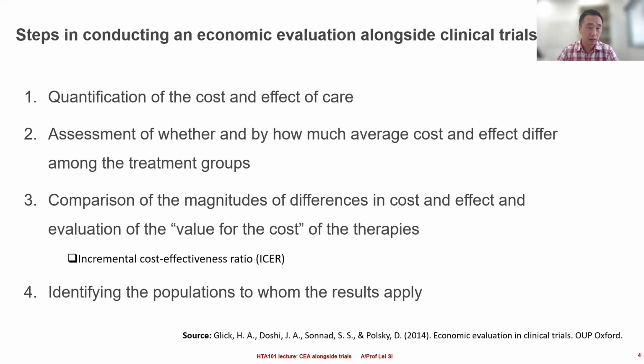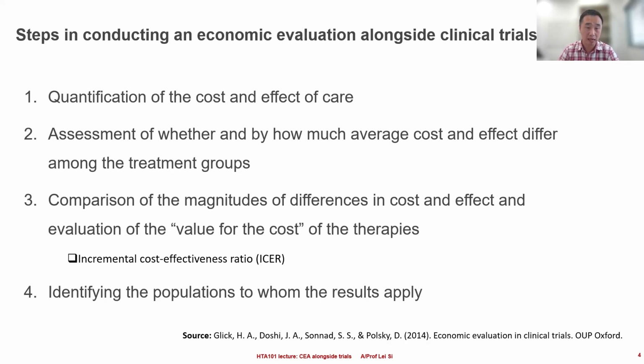And second, we need to assess whether and by how much the average cost and the effects differ among the treatment groups. And once we have the average difference in cost and effects, we can make the comparison of the magnitude of this difference in cost and effects and evaluate the value for the cost of the therapy. Normally it can be presented by a parameter called the incremental cost effectiveness ratio, or short for ICER. That may be the main outcome when we're conducting the cost effectiveness analysis.